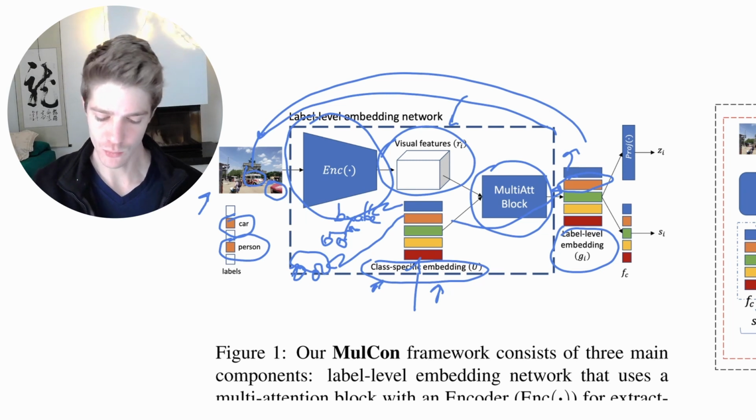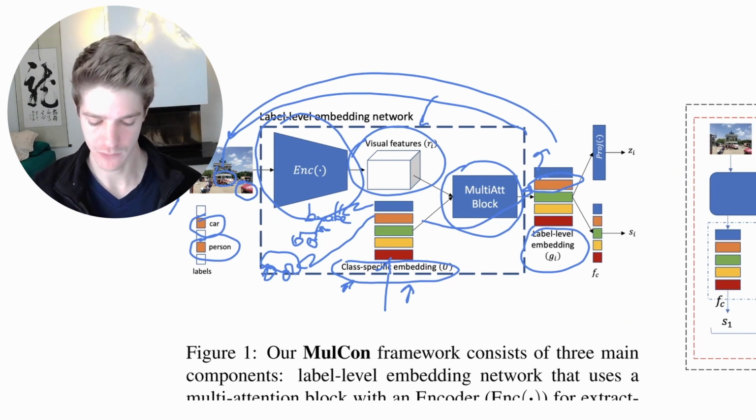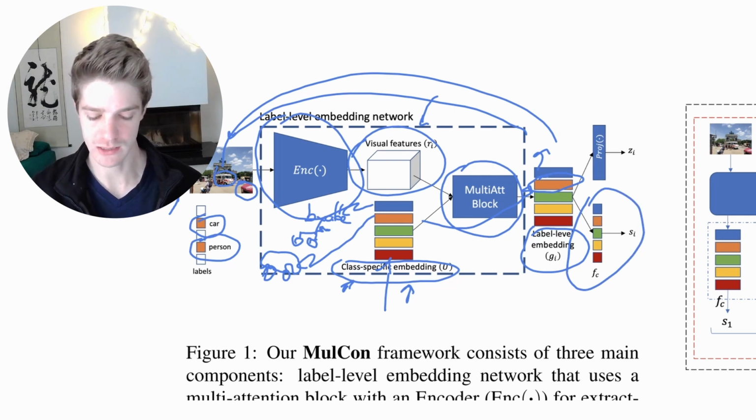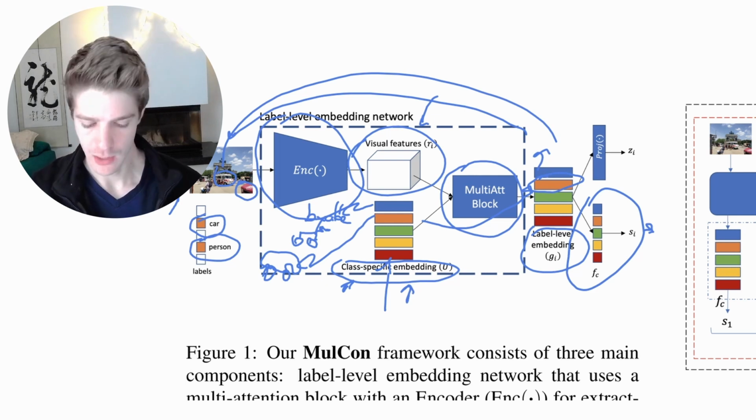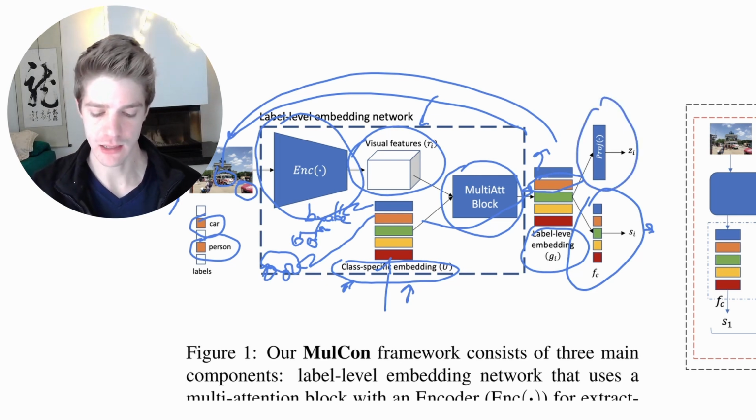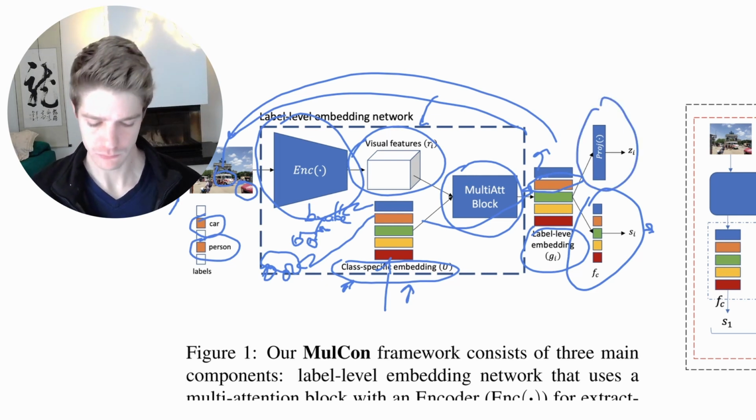And from this we have two projection heads. One is a classification head. It just projects the label-level embeddings into probabilities, and then we can just use the usual binary cross entropy loss. And the other is the contrastive loss.